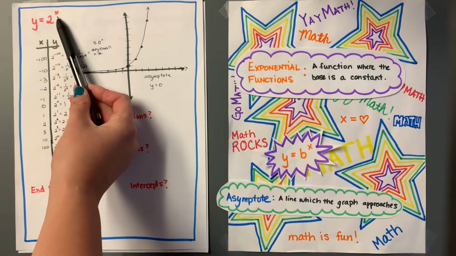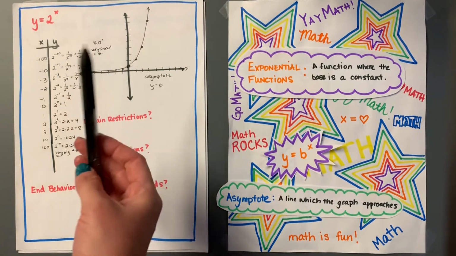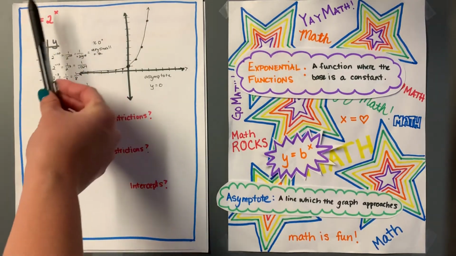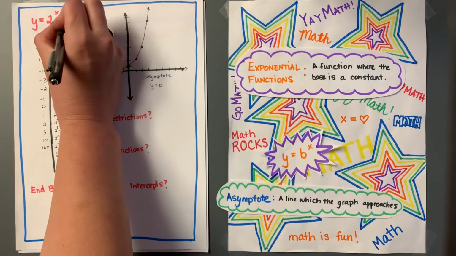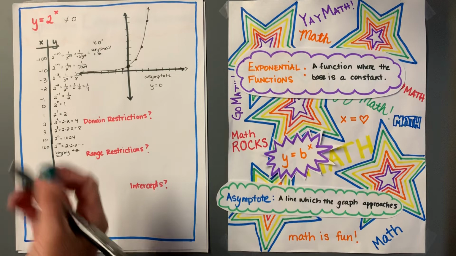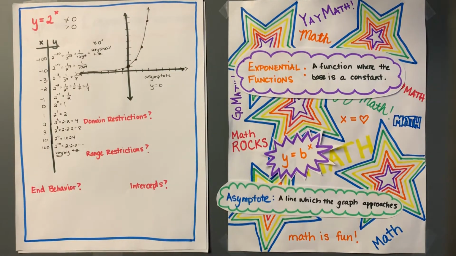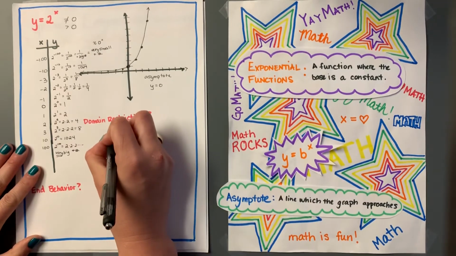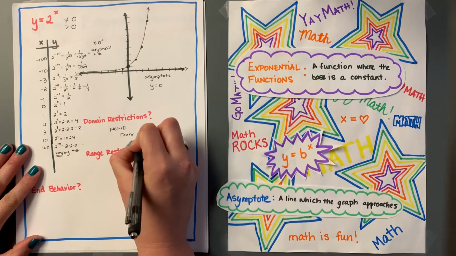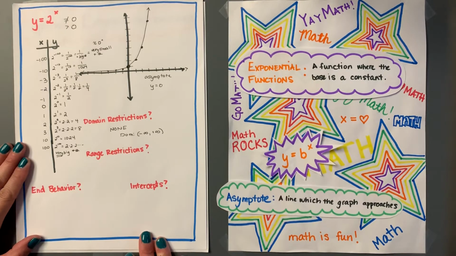Because exponents are just how many times should I multiply 2 by itself or divide 2 by itself, an asymptote of y equals 0 means that this is never going to equal 0. This cannot be equal to 0. And beyond that, this will always be a positive number. So for domain restrictions, there are none. Our domain here is going to be from negative infinity to positive infinity. We can plug in any value of x we want.